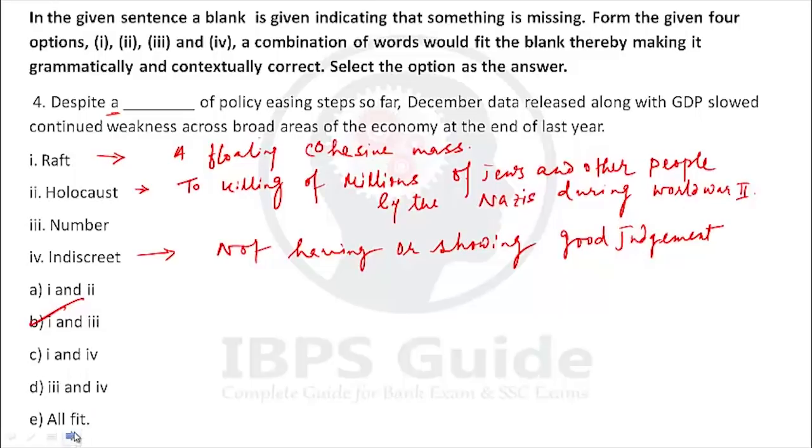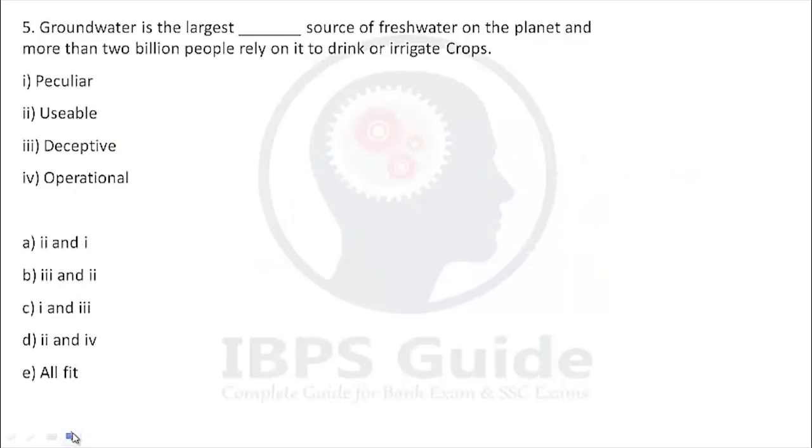Let's move to question number 5. Groundwater is the largest source of fresh water on the planet, and more than 2 billion people rely on it to drink or irrigate crops.